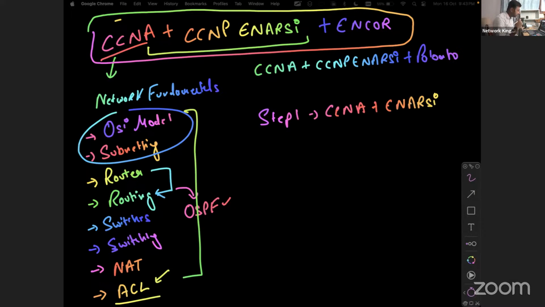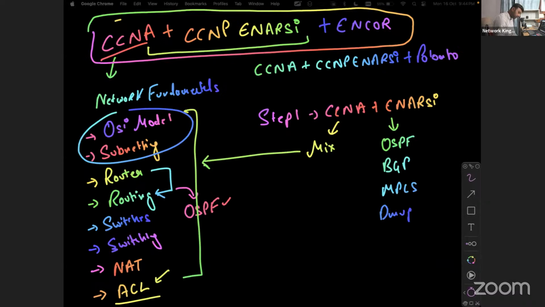In some batches I take CCNA plus CCNP ENCOR. In some batches I take CCNA plus CCNP ENARSI. So CCNA is all about mixed topics, like the topics I told you here. And in ENARSI, you are going to learn much in detail about OSPF, BGP, MPLS, DMVPN, and a little bit of EIGRP or some other basic topics. But these are going to be the four or five very important in-depth courses.